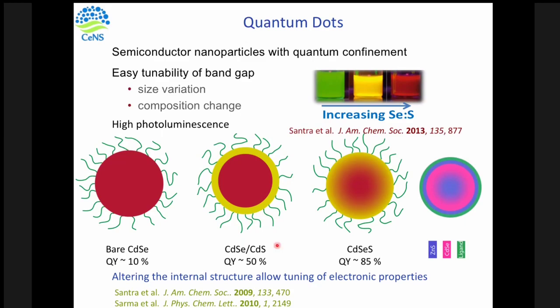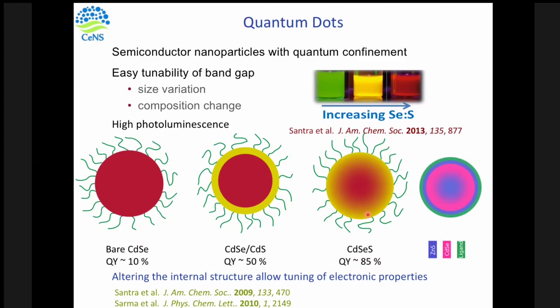And now, another way to do the synthesis is that you take the cadmium, you inject sulfur and selenium together. Then what happens is that selenium is more reactive to cadmium. It forms at the core cadmium selenide and gradually it transforms to cadmium sulfide. So the second one is a core-shell type structure, whereas this one is a gradient alloy type structure. And there the quantum yield goes up to 85%, although all the materials are identical.